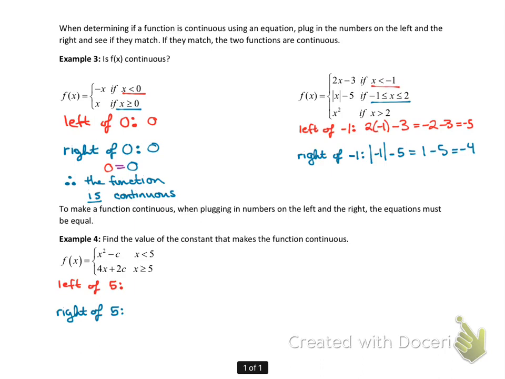Which means that since -5 does not equal -4, the function is not continuous.